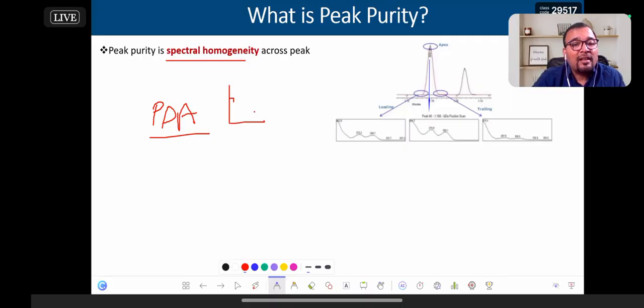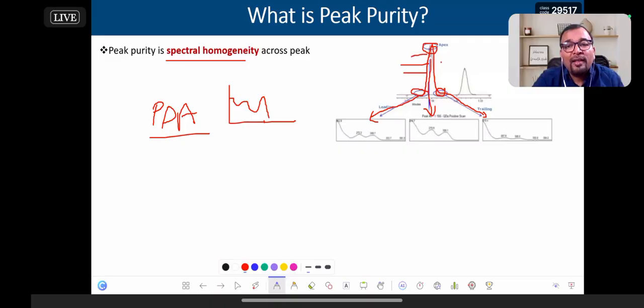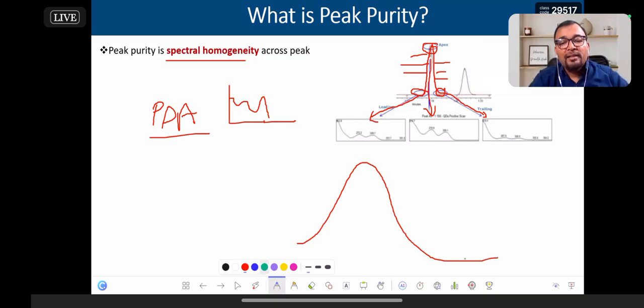You can capture the UV spectra of your sample across various time points, across this particular peak. So what is the UV spectra at this point? This is the UV spectra at this point. What is the apex UV spectra? Now this is the apex UV spectra. What is the UV spectra at the tailing? This is the UV spectra at the tailing. And similarly, you can have UV spectra from this point, this point, and this point also. So you are going to have a number of UV spectra across a given peak.